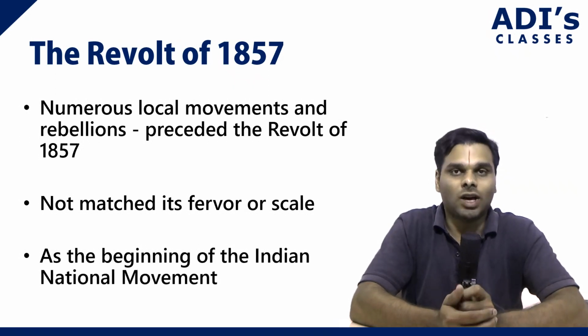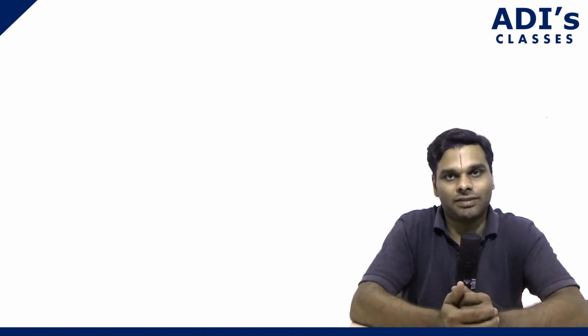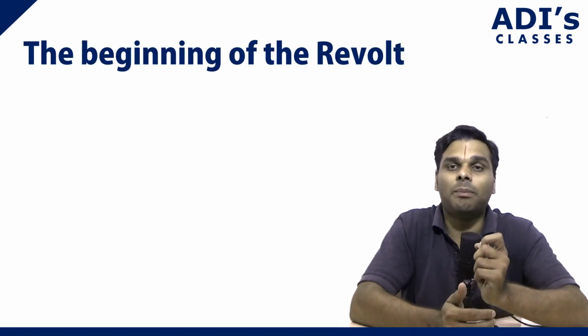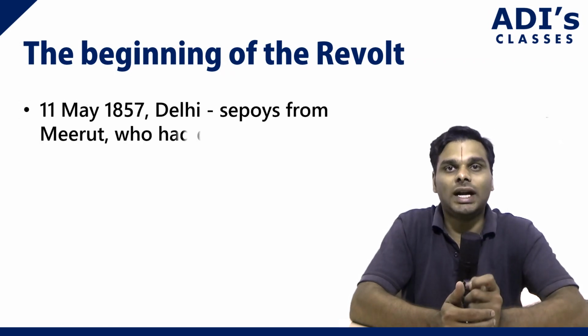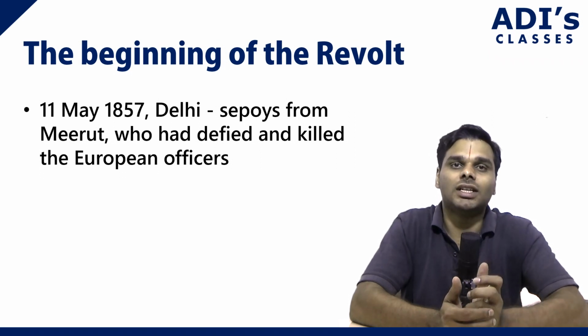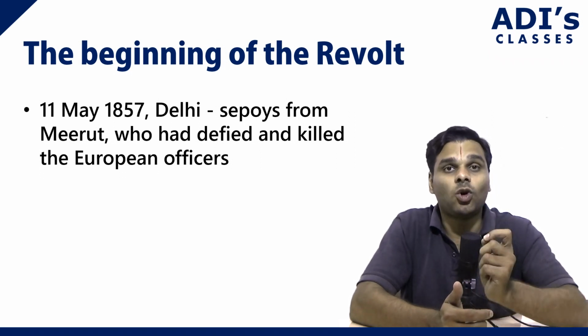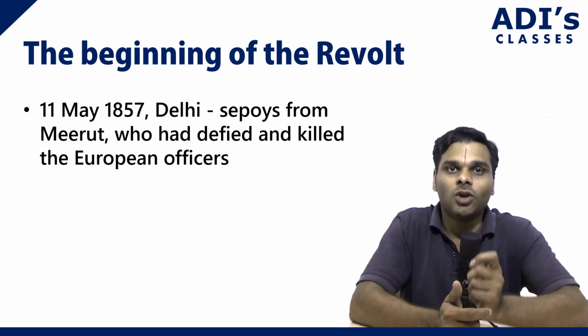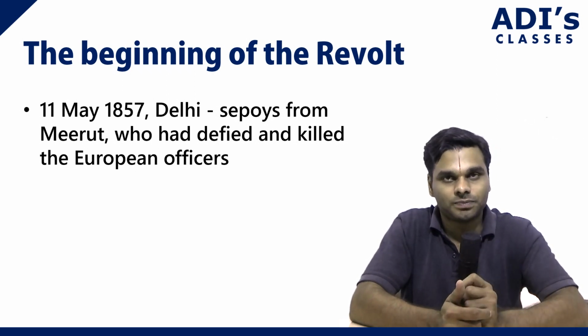It was the morning of 11th May of 1857. The city of Delhi had not yet woken up when a band of sepoys from Meerut, who had defied and killed the European officers the previous day, crossed the river Jamuna, set the toll house on fire, and marched to the Red Fort, followed by an excited crowd.